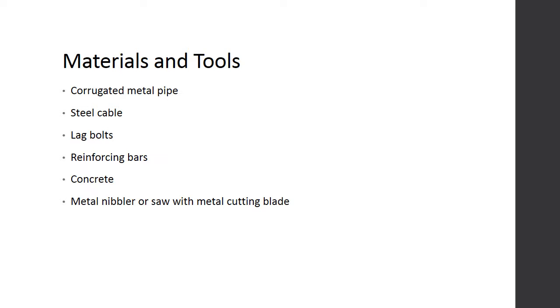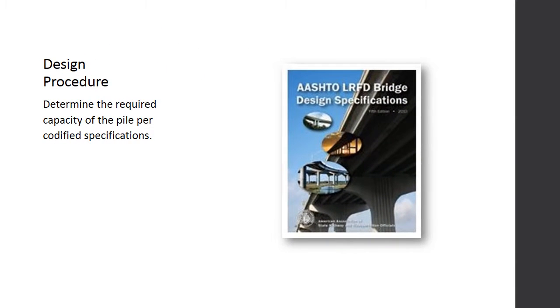Some of the materials and tools required to complete this repair include corrugated metal pipe, steel cable, lag bolts, reinforcing bars, concrete, and a metal nibbler or saw with metal cutting blade. The procedure begins with determining the required capacity of the pile per codified specifications.